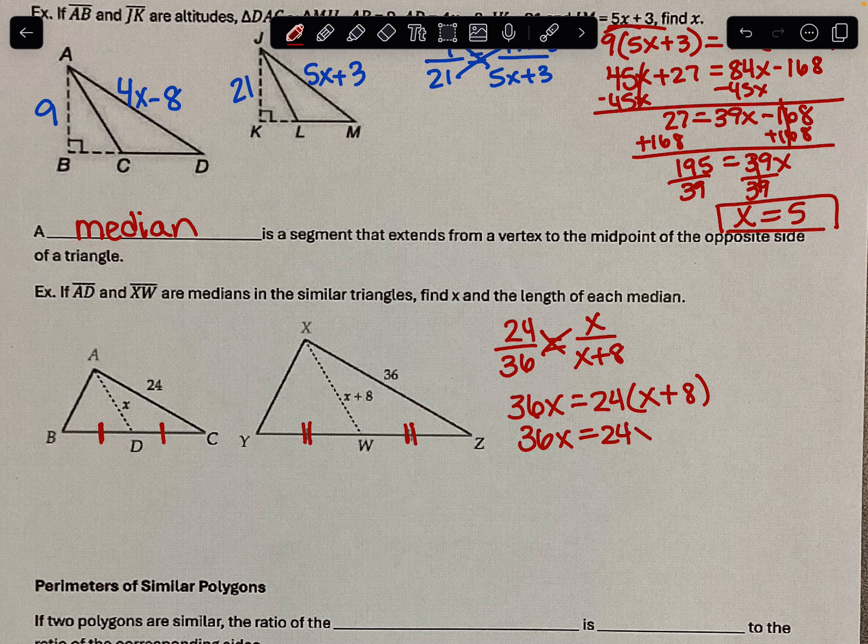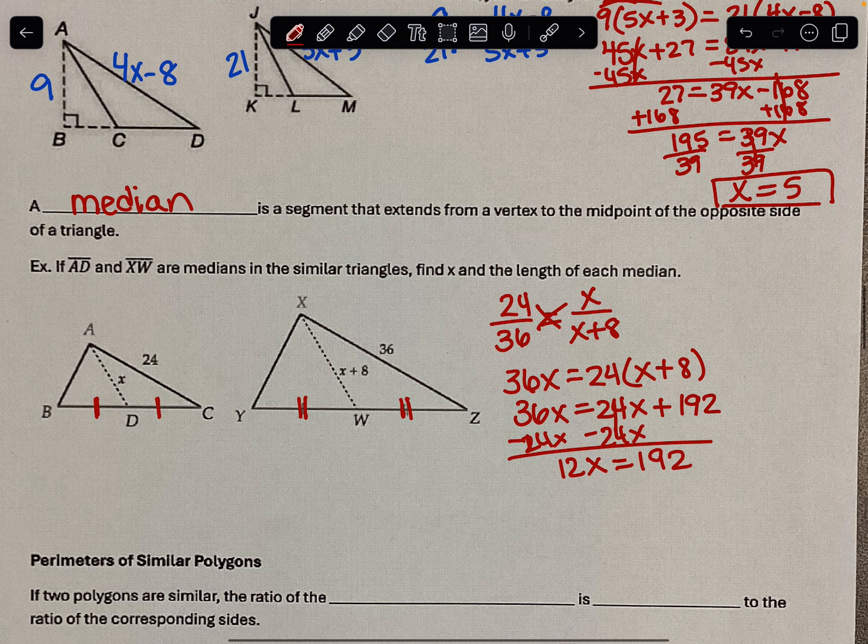Somebody tell me what's 24 times 8. 192. Thank you. Okay, I have two steps to solve. Peyton, what's my first step? I was going to subtract 24x. Perfect. Okay, so I get 12x is equal to 192. Pearl, what's your last step to get x by itself? Divide. Good. Okay, so here we get an x value of 16.